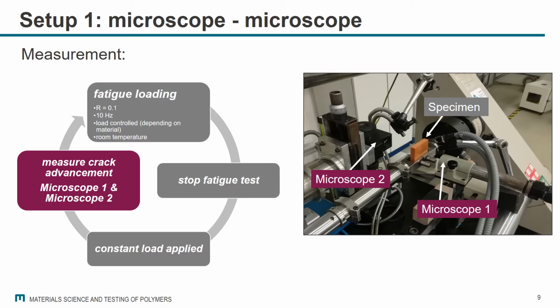Now let's go to the testing procedure. First of all, we load the specimen with a fatigue load, then we stop the fatigue test, apply a constant load, and we measure the crack length with both microscopes on each side. And then we start again until a complete break of the specimen.